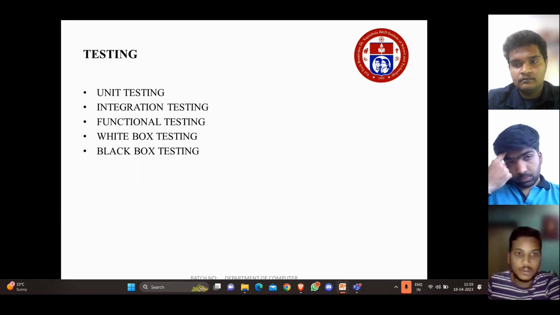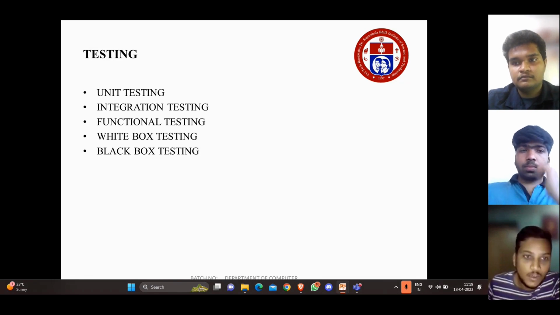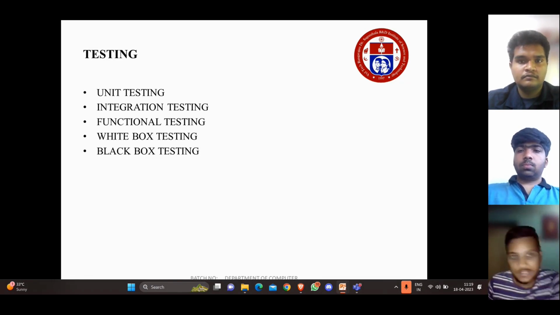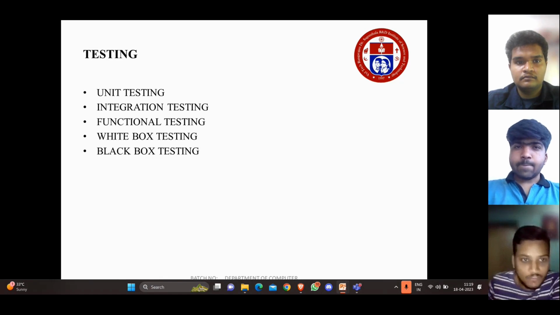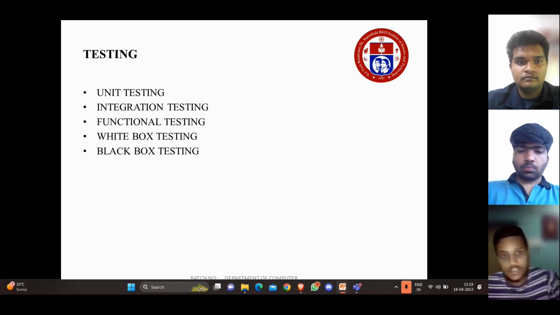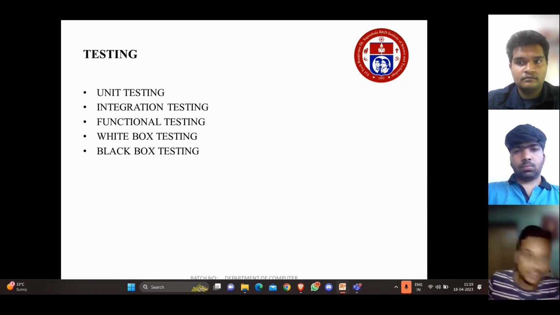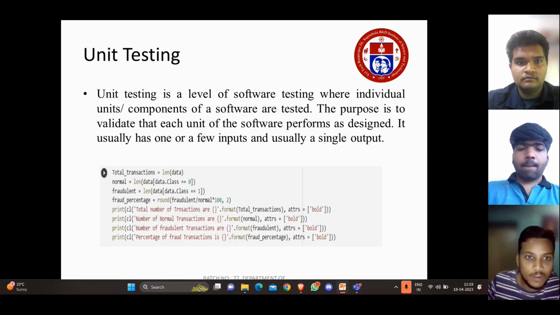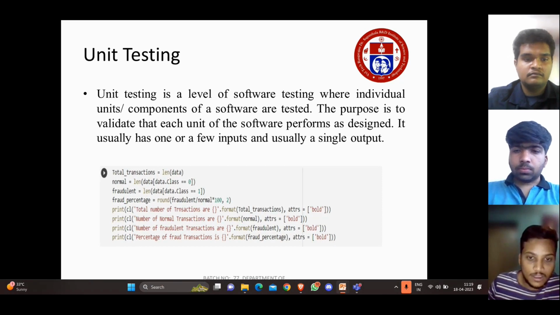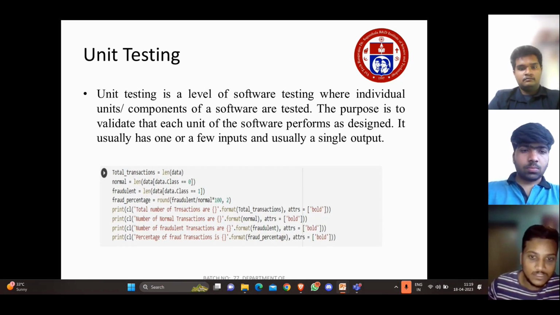So basically, coming to the testing department, we have done several testings like unit testing, integration testing, functional testing, white box testing, and black box testing. Coming to unit testing, everybody knows that unit testing concentrates on small parts named units, which means we are concentrating on small transactions.